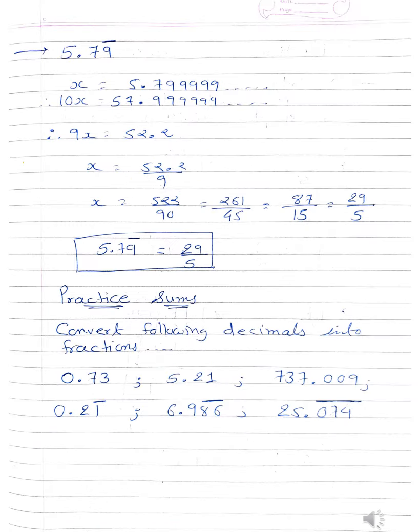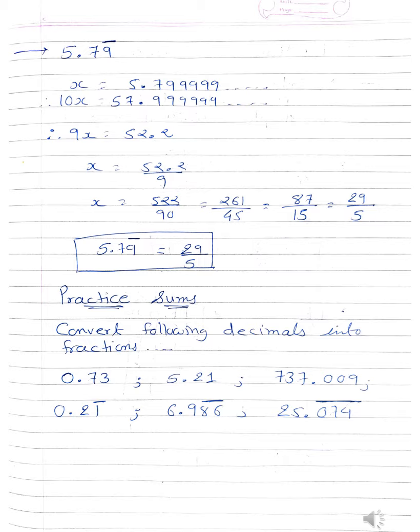Let's move ahead with the second example, that is 5.79 bar. Look at the number. The bar is there on only the number 9. So actually the number is 5.7999999, moving on and on. So now I am assuming x in place of 5.79 bar. So I'm writing x equals 5.79999, going on and on. Now as we can see, only one digit is getting repeated, that is only the number 9.